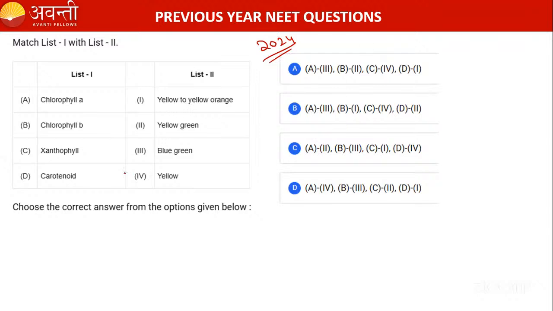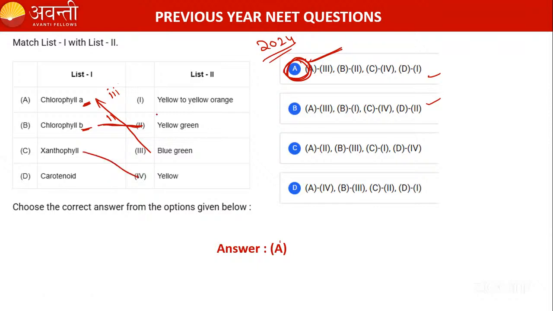Let us match here, guys. What about chlorophyll A, guys? Chlorophyll A is blue-green, right? Then A is 3. Two options have A as 3. Then coming to chlorophyll B. Chlorophyll B is yellow-green, right? Then 2. Where does B have 2? Only in option A, B has 2. The correct answer is A here. Then xanthophyll is yellow, carotenoid is yellow to orange.